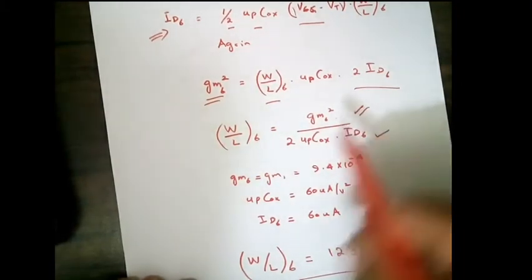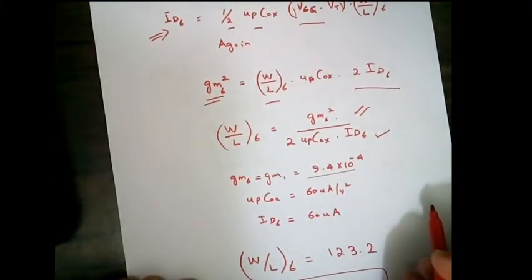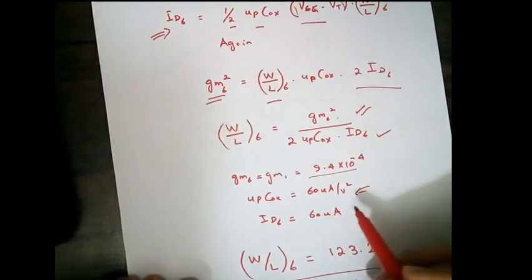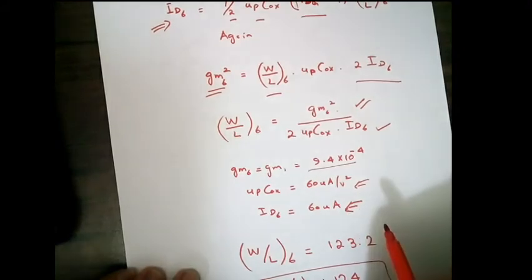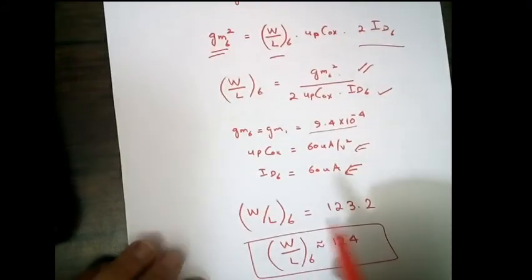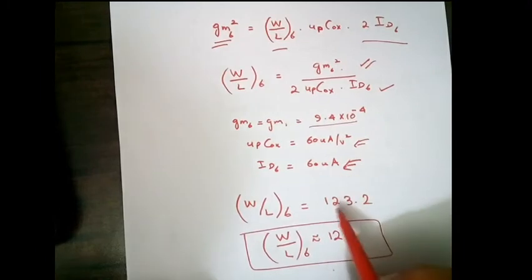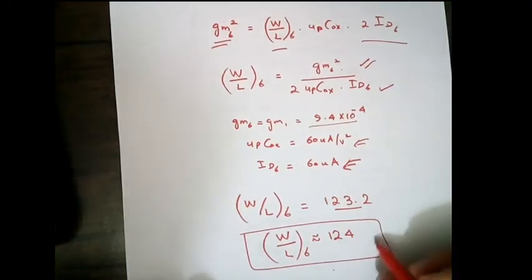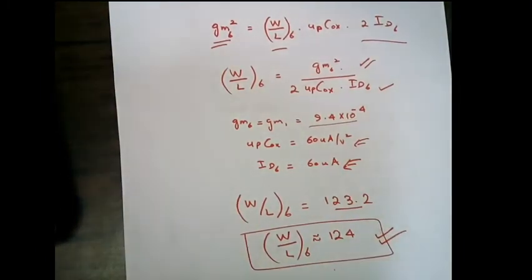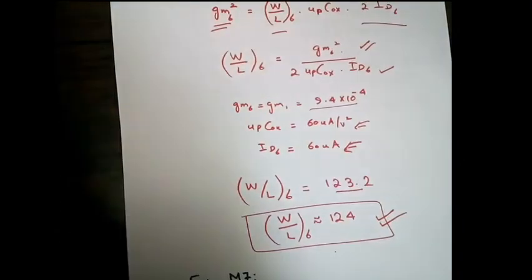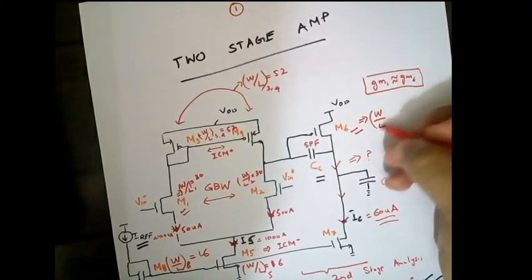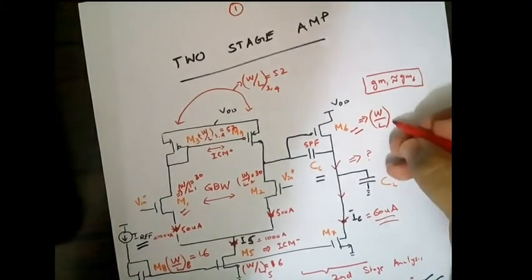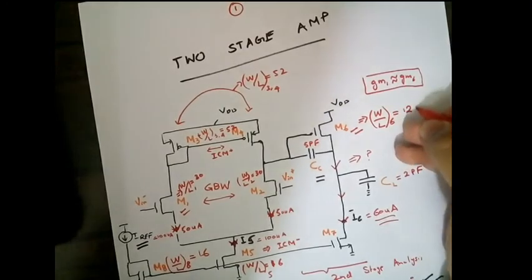Now GM6 is equal to GM1, which we concluded as 9.4 times 10 to the power minus 4. Mu P COX was 60 microamps per volt square, and ID6, which we just assumed and derived, is equal to 60 microamps. We plug in the numbers, and W by L6 will be 123.2. We can safely use 124 as the ratio of W by L for M6, which is equal to 120.